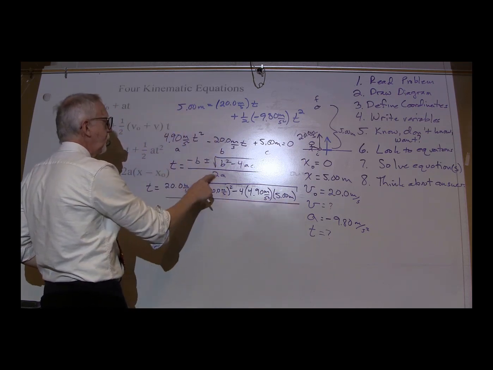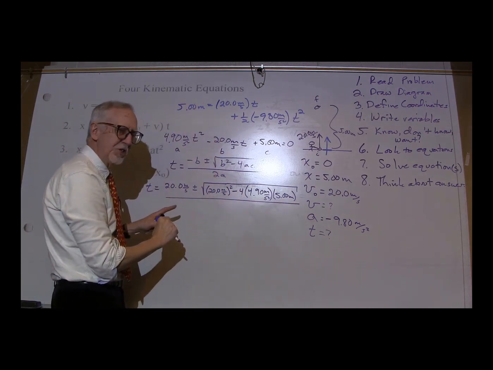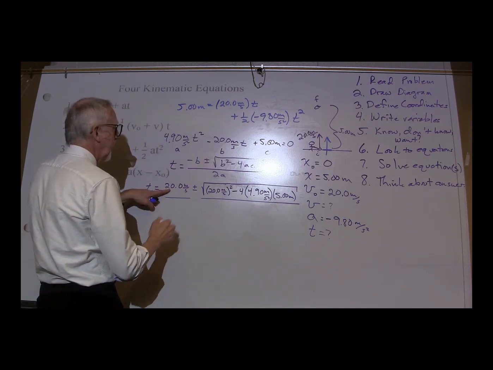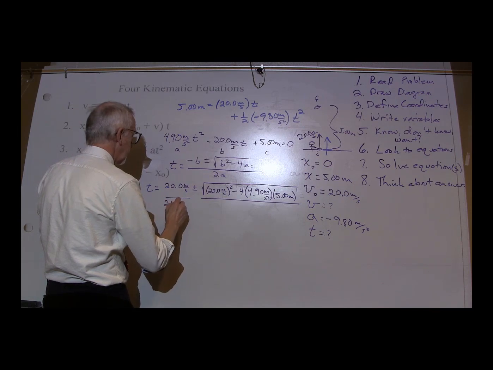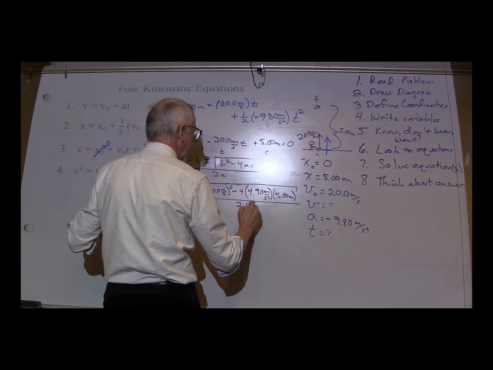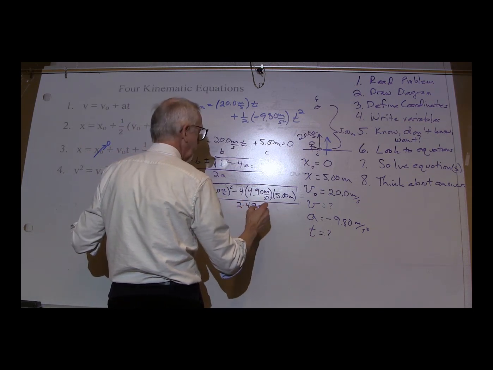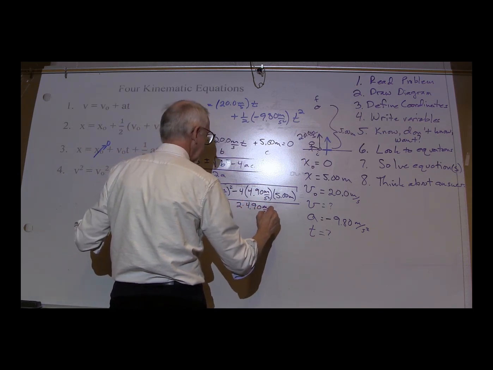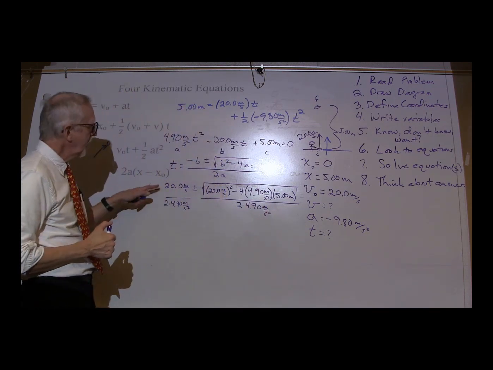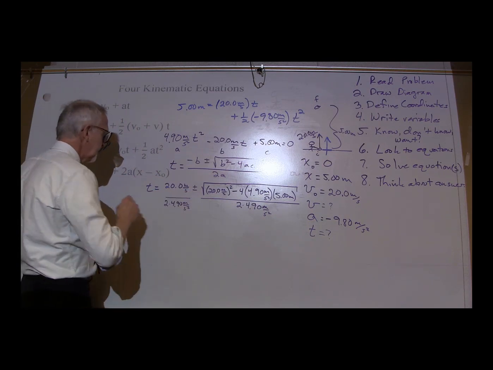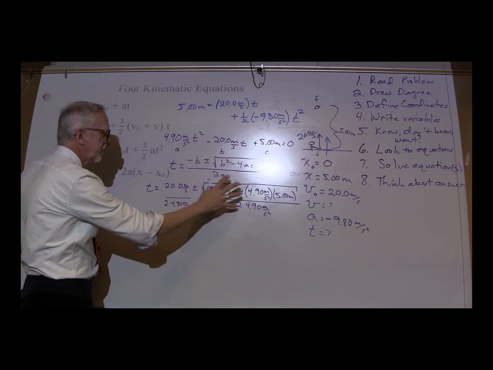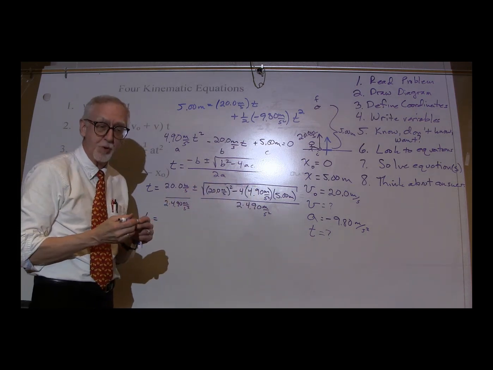And then this whole thing under 2a. Now, what I'm actually going to do is separate this into two parts. I'm going to put this under 2a, which is 2 times 4.90 meters per second squared. And then I'm going to put this under the 2 times 4.90 meters per second squared. I'll explain why I do that in just a second. Then I'm going to solve this in two parts. I'm going to say t equals this part plus or minus this part. So I'm going to solve them separately.